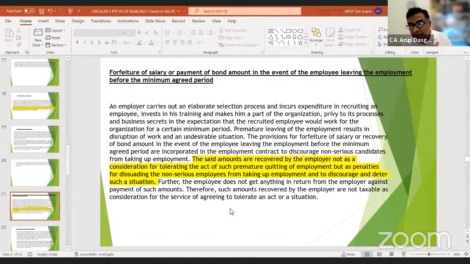So when I'm forfeiting the bond amount for a particular employee, it is not a service that I'm rendering. It's just a compensation. And why am I doing this? So that others are deterred from doing this in the future. Because they know that if they leave in between the bond period and go away, then their bond amount will also be forfeited. So it acts as a deterrent. And therefore, it is nowhere a supply.